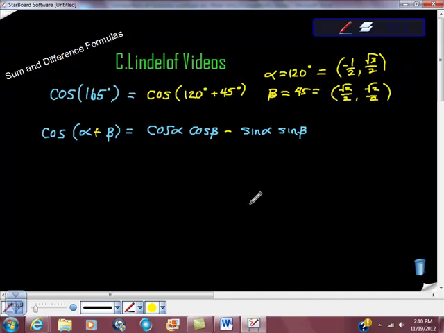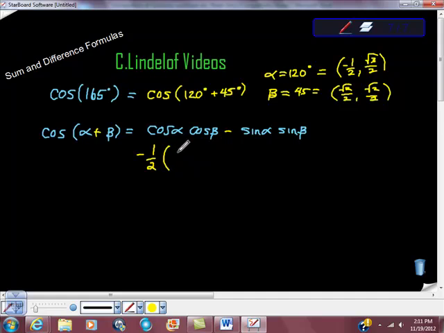So far, so good? Please keep in mind with cosine, when you're using the sum formula, positive gets you a, right, Brandon? Because on the sine formulas, if it's negative, it stays negative. If it's positive, it stays positive. But with cosine, if it's positive, it goes to, right? Something to keep in mind.